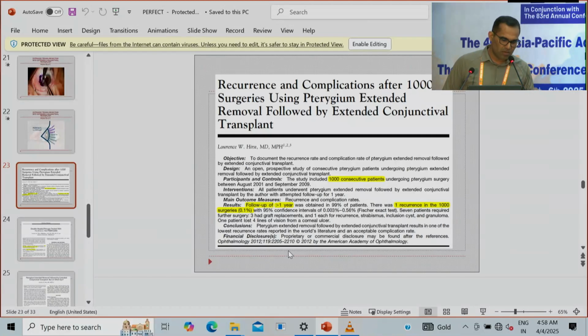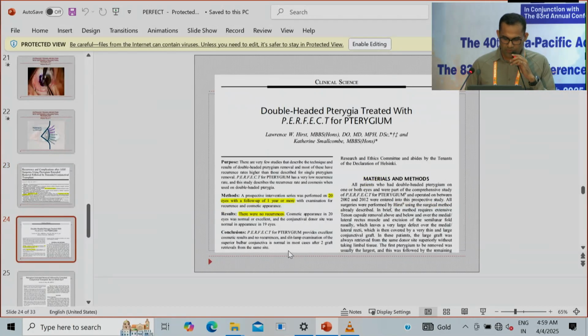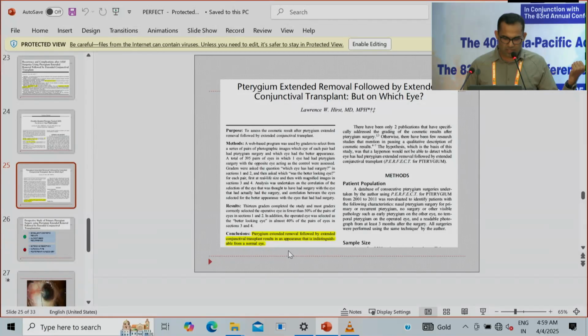This is a study he published later, around 2012, of about 1000 cases performed with the perfect technique, and there was only one recurrence. It is categorically mentioned in the article that it was performed by his fellow and the tenons was probably not adequately removed, but otherwise, in 1000 cases, 999 had no recurrence. These are the perfect technique studies by Lawrence Hurst published over the last 15 years. He has been publishing many articles, and they have shown a really promising 0% recurrence rate. He also did a study on double-headed pterygia treated with perfect for pterygium, again a 0% recurrence rate.